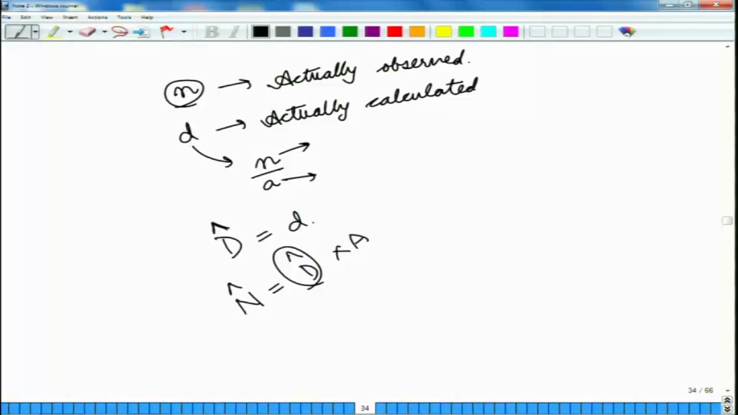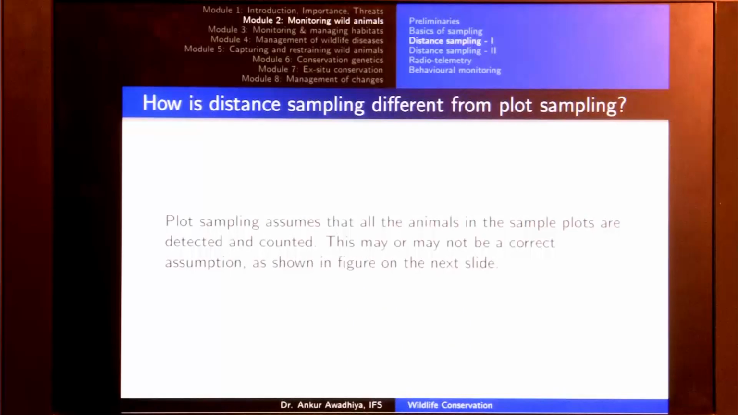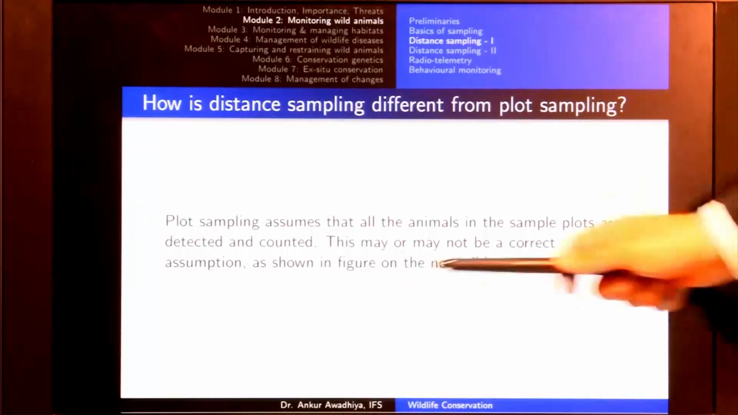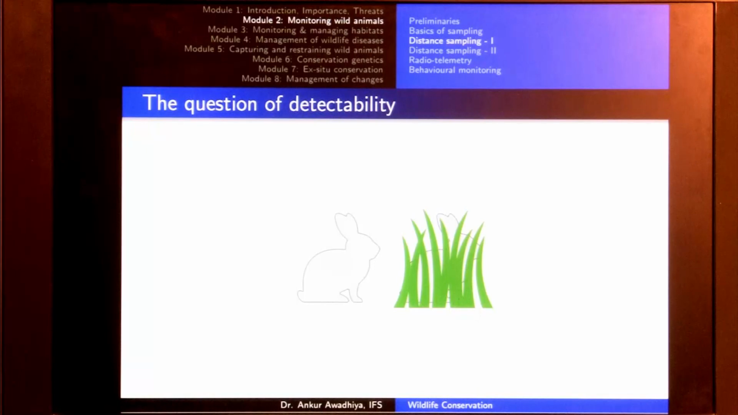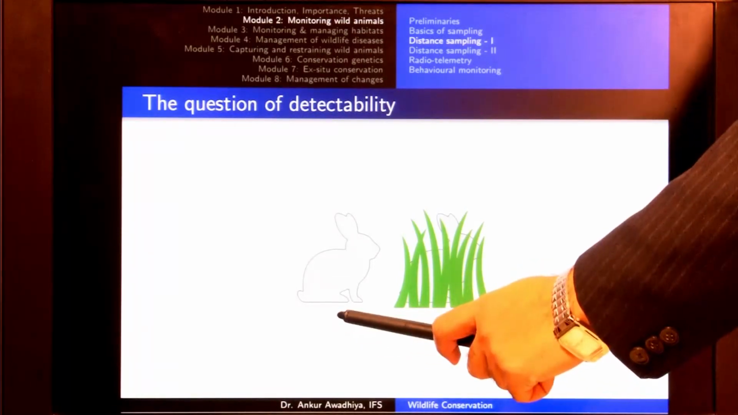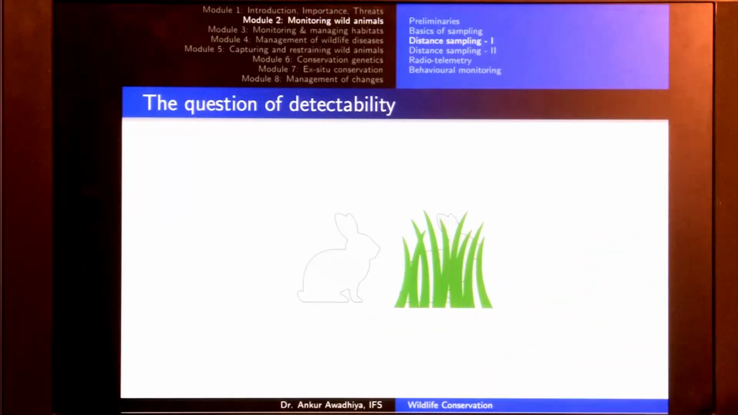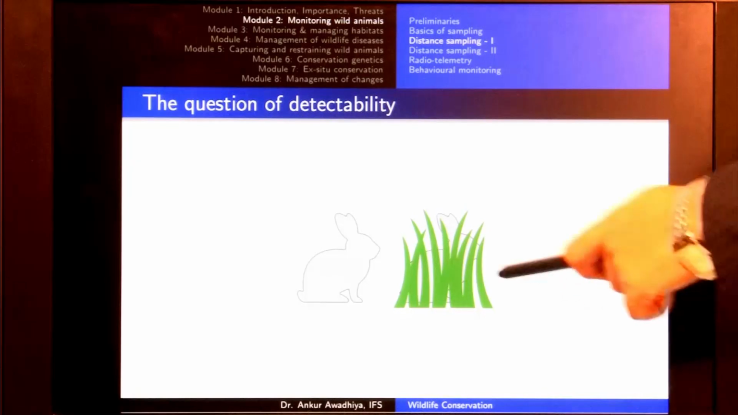But then distance sampling is different from these simple plot samplings because of this assumption. Plot sampling assumes that all the animals in the sample plots are detected and counted, which may or may not be a correct thing in the case of a forest. To illustrate, let us take the example of this rabbit. Now, if this rabbit is out there on the ground, we will be able to see it, but if this rabbit is in a patch of grass, it might be occluded.